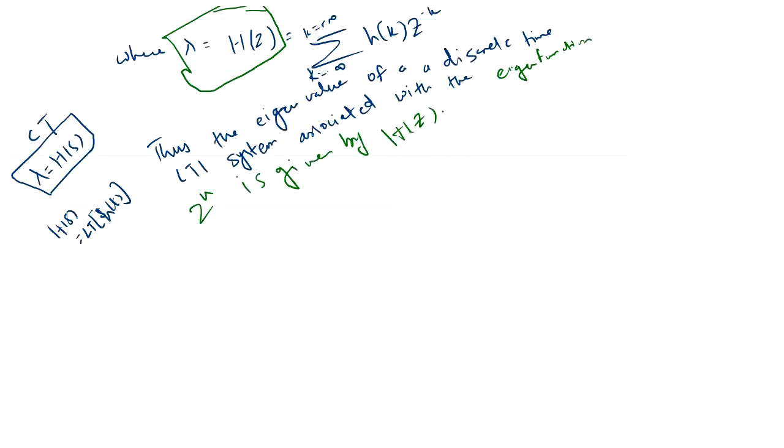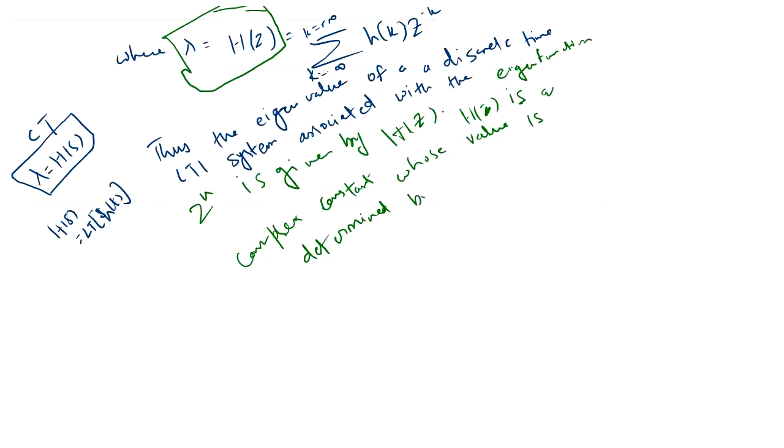So what is H(z)? H(z) is a complex constant whose value is determined by the value of z.